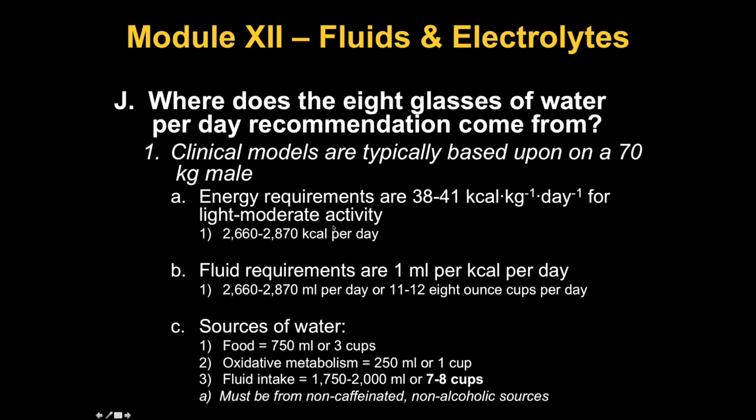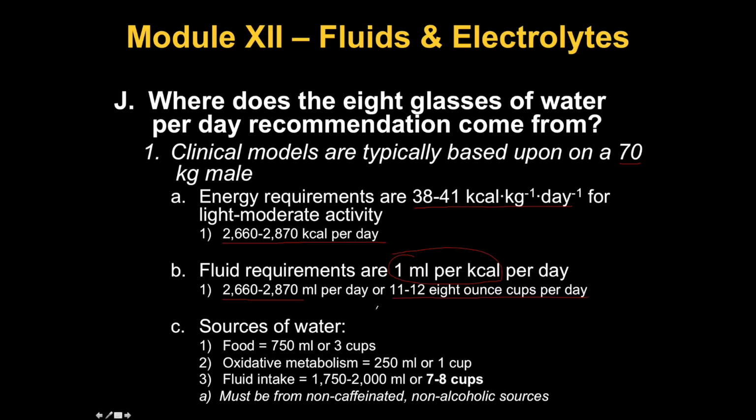Basically, we first have to understand the energy requirement. So that's about 38 to 41 kilocalories per kilogram of body mass per day for light to moderate activity. If you do the math on that on a 70 kilogram male, then you're going to end up with about 2660 to 2870 kilocalories per day. For fluid requirements, if you recall our 1 mil per kilocalorie per day, we do the math, and again, 2660 to 2870 milliliters per day, or if we divide that by 240, we get our 11 to 12 8-ounce cups per day of fluid.